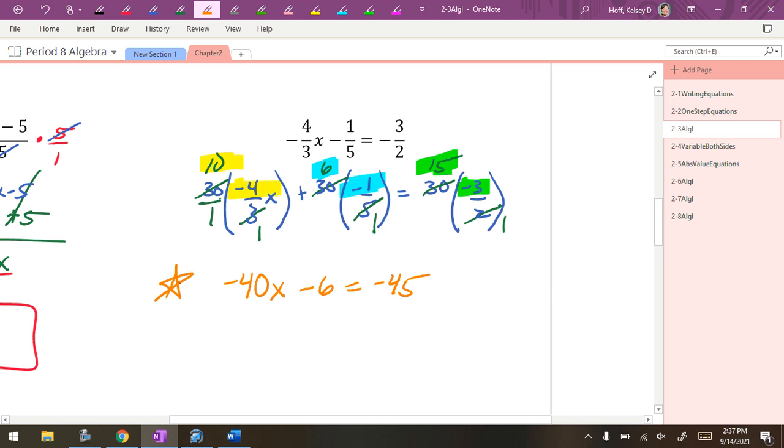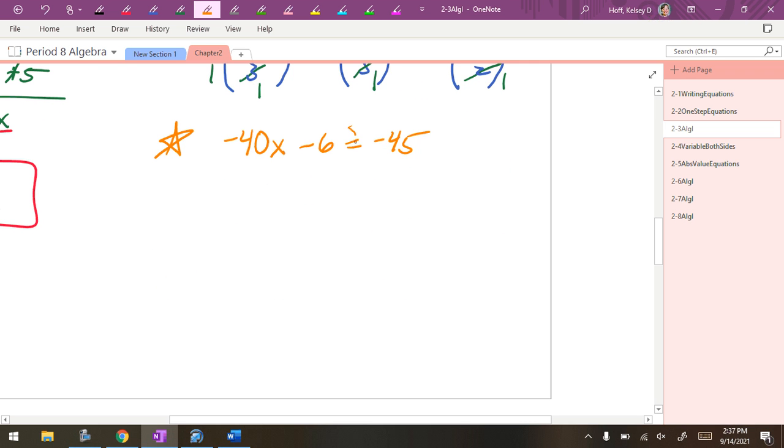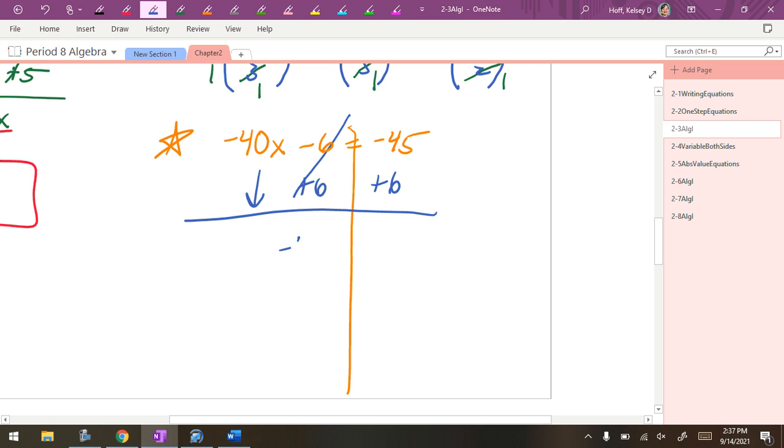Now right here, had I given you that from the beginning, would you have panicked? Not at all. You're like, whole numbers, I got this. So get rid of the fractions, multiply by the denominator, and move on. Okay, so what's my next step? Add 6 to both sides. These cancel. I drag this down. Negative 40x equals. Why are you not writing any of this down? Negative 45 plus 6 is negative 39.